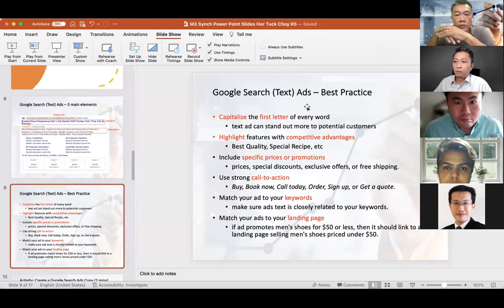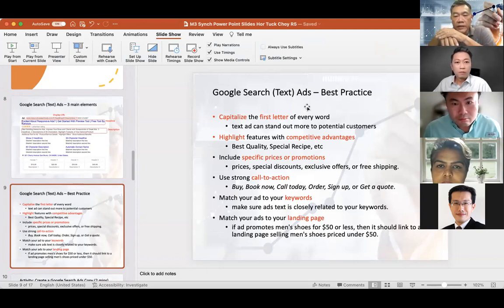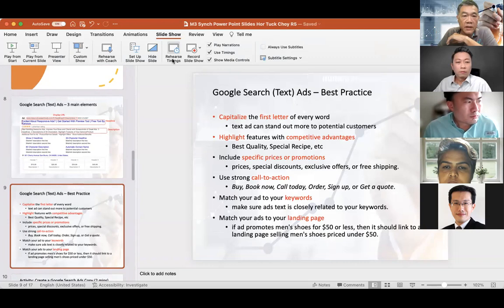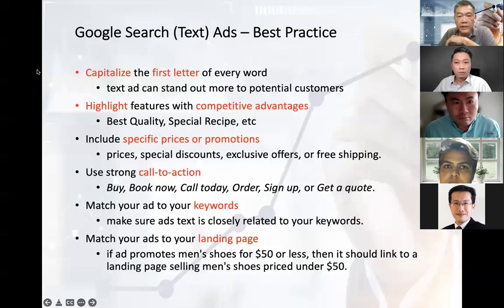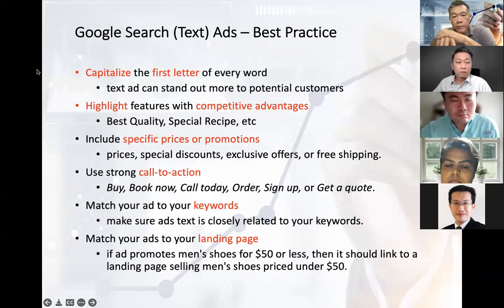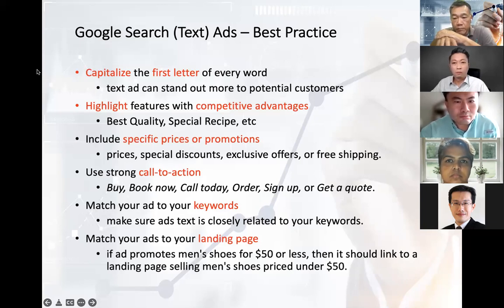Before we start to create the ads, just to share some tips with you, some best practices in writing a Google ad copy. One thing is that you should capitalize the first letter of every word, and make sure that you highlight any competitive advantages or features like the best quality of the product or your special recipe. Also include special prices or promotions like an exclusive offer, and use some strong call to action words. Make sure you match your advertisement to the keyword that you use, and also make sure that your ad matches nicely to your landing page.